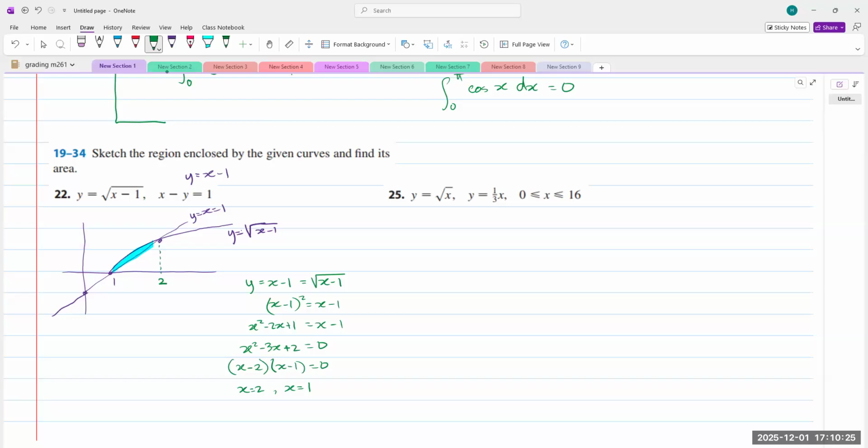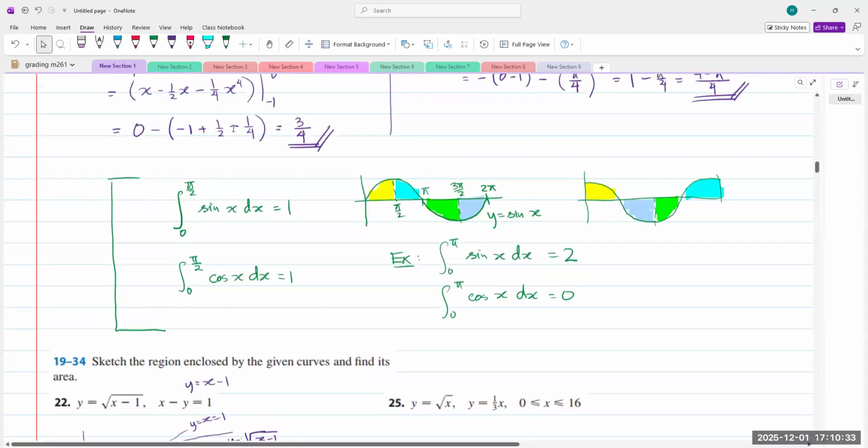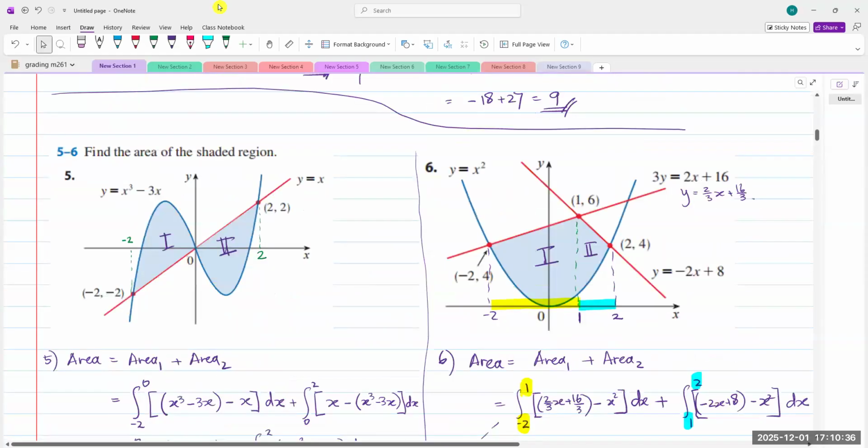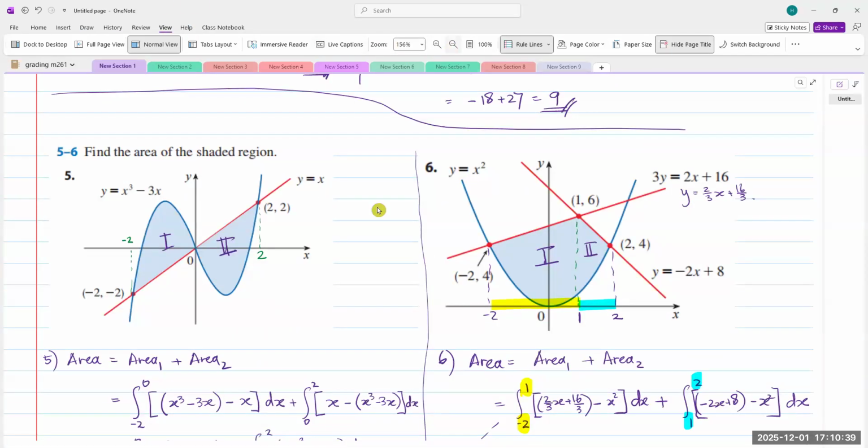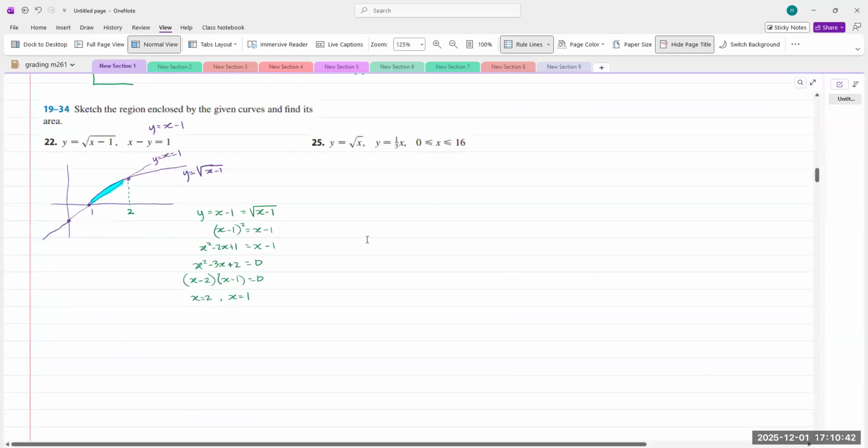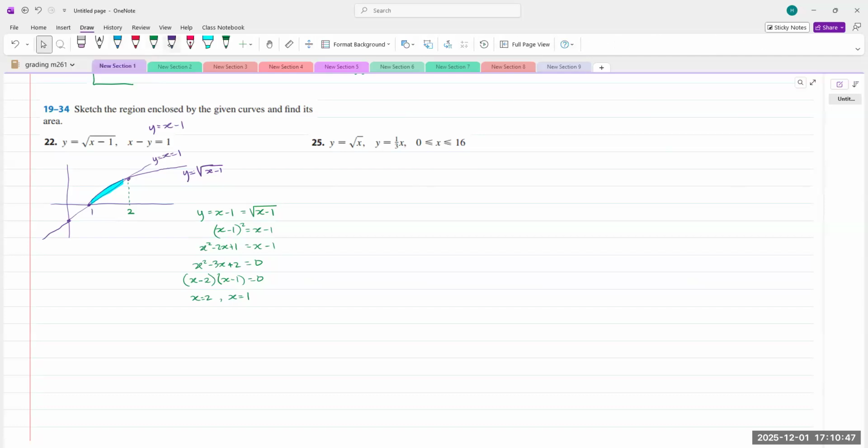Notice that these are things that were provided to us in the earlier part. They gave us the graph, but right now it's not given anymore. So we need to come up with the intersection ourselves. Now, the area therefore equals the integral from 1 to 2, the upper function, which is square root of x minus 1, minus the lower function x minus 1, dx.